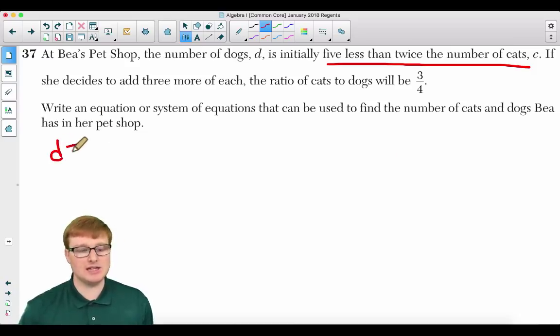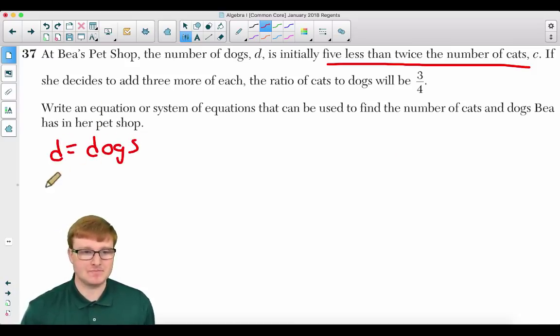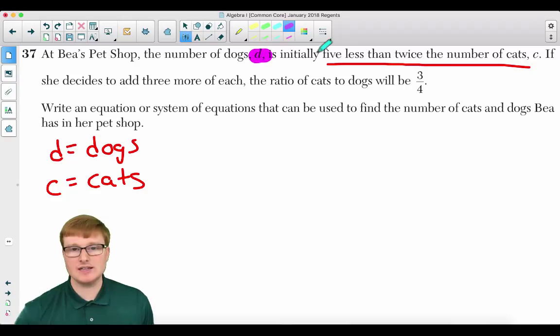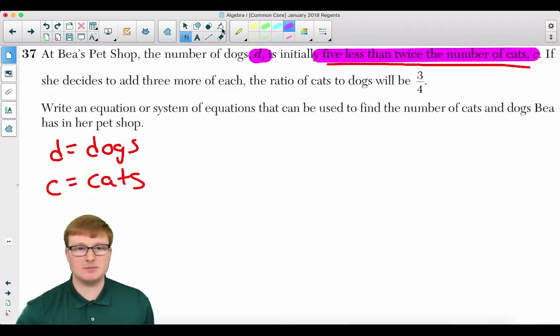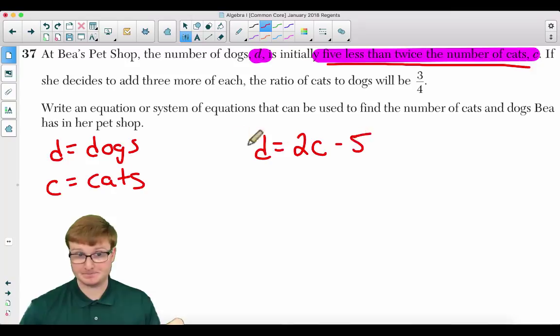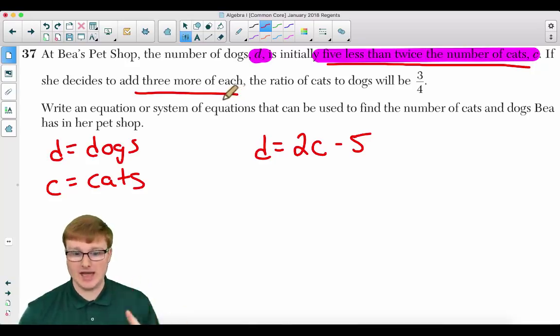So, I'm going to let D equal dogs. And I'm going to let C equal cats. They tell us what the dogs are. Dogs is 5 less than twice the number of cats. So your first equation: let D equal 5 less than twice the number of cats. So that's 2 times the number of cats and 5 less of that, which is minus 5. So that's your first equation. Your second equation, now keep in mind here, she adds 3 more to each. Okay.